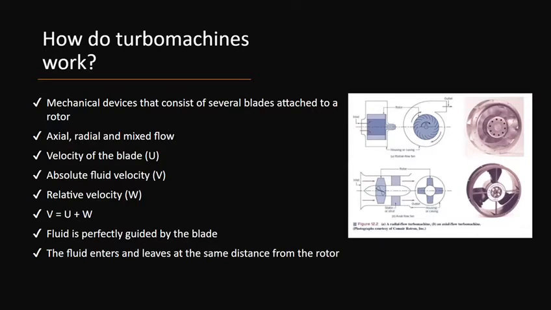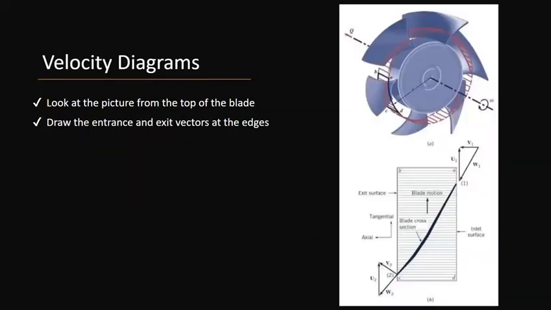For this course's purposes, it is always assumed that the fluid is perfectly guided by the blade. It is also assumed that the fluid enters and leaves the turbine at the same distance from the axis of rotation. These two assumptions are important to model the operation of turbo machines with velocity diagrams.